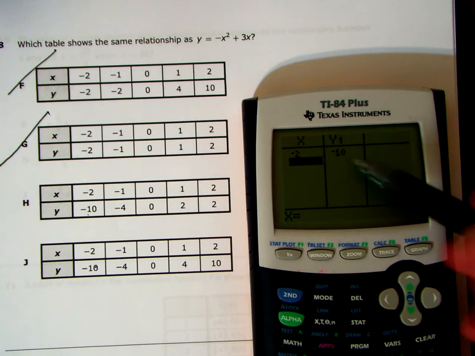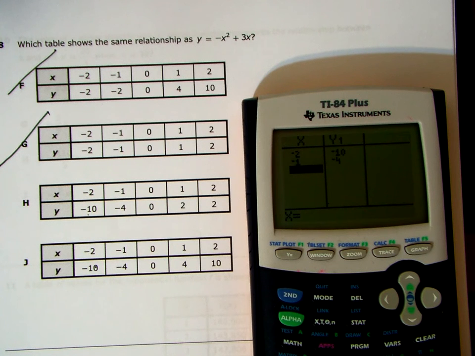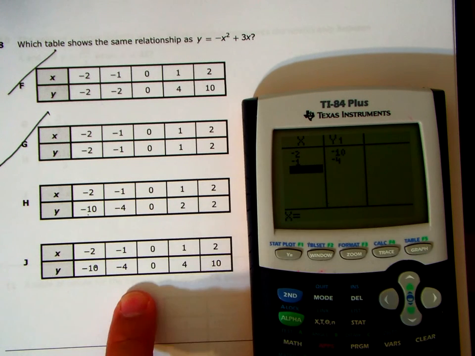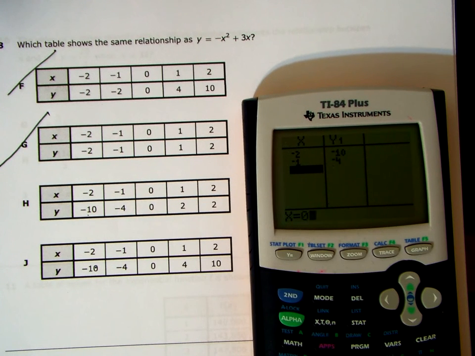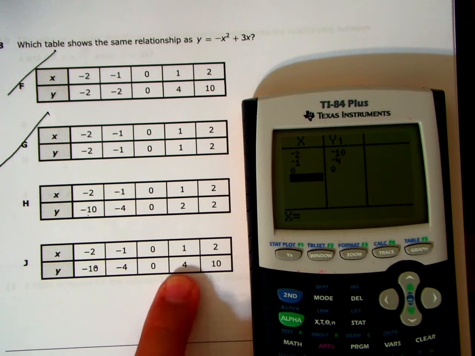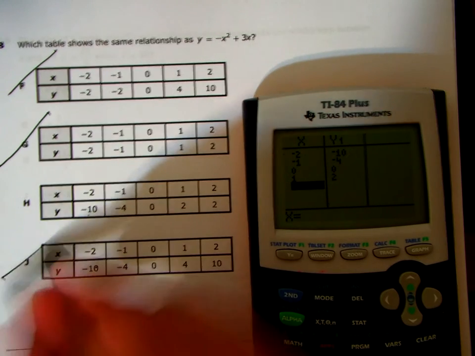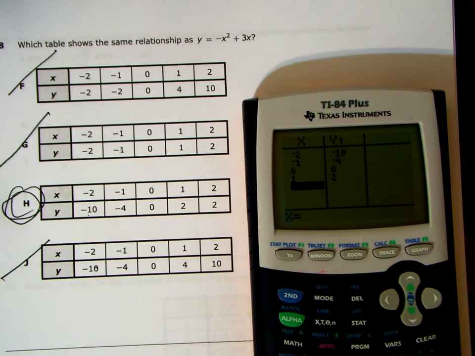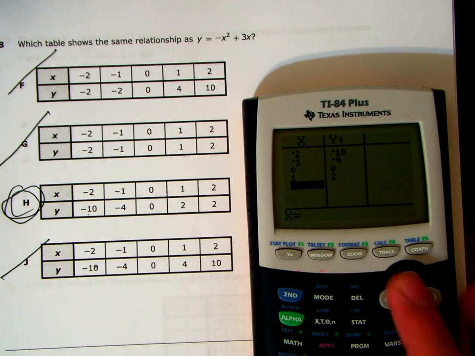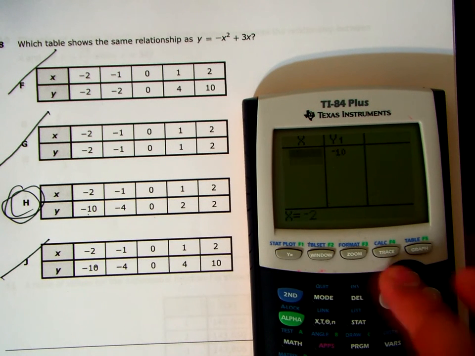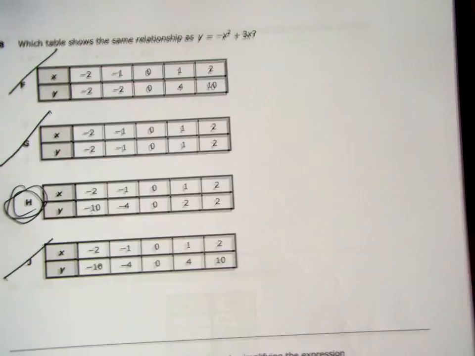Now let's try negative 1. It's negative 4. Both of them have negative 4. Both of them have 0. So we know it's going to be 0. One of them has 1 and 2. One has 1 and 4. Let's try 1. 1 and 2. Bam. You get your what? H. Okay, let's do this number 9.